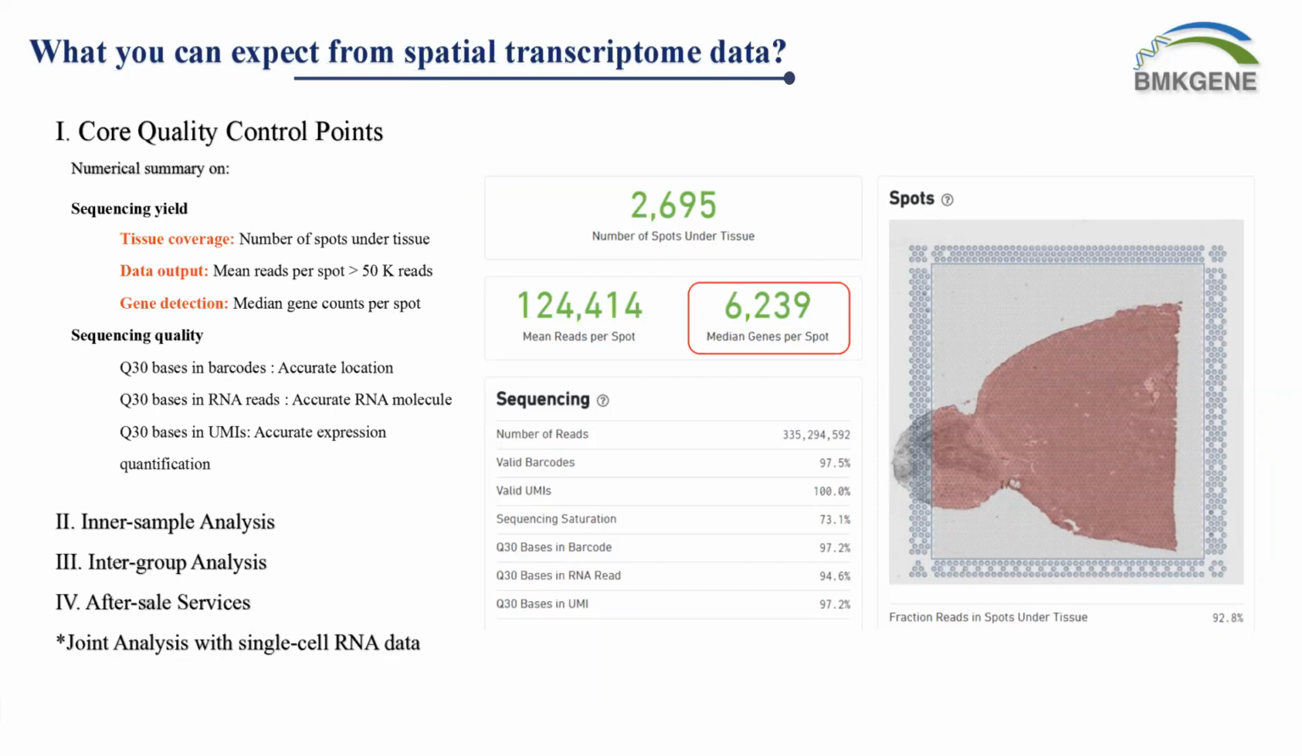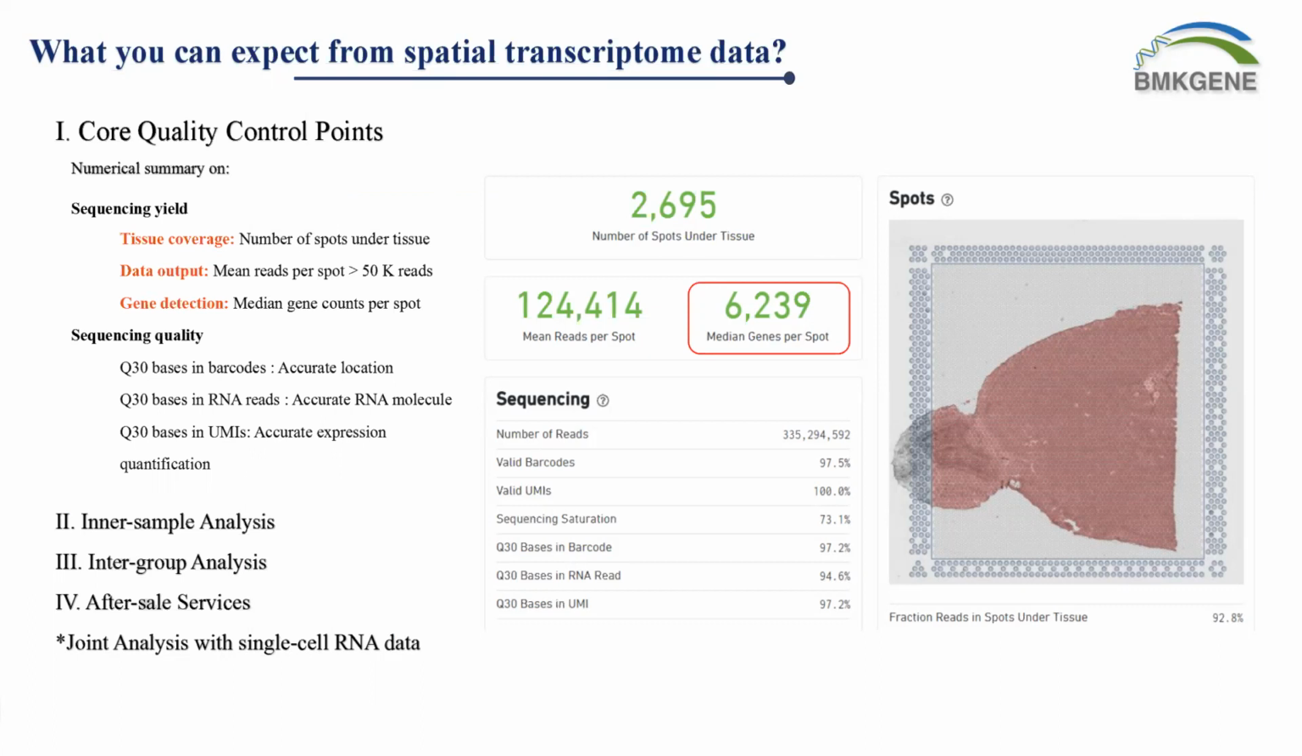The first thing is the tissue coverage, which means the number of spots that have been found under the tissue here. Another one is the data output, and not only the entire data like 60 gigabase, but also the mean reads per spot. And as I mentioned, the optimal part here is that we have at least 50,000 reads per spot.